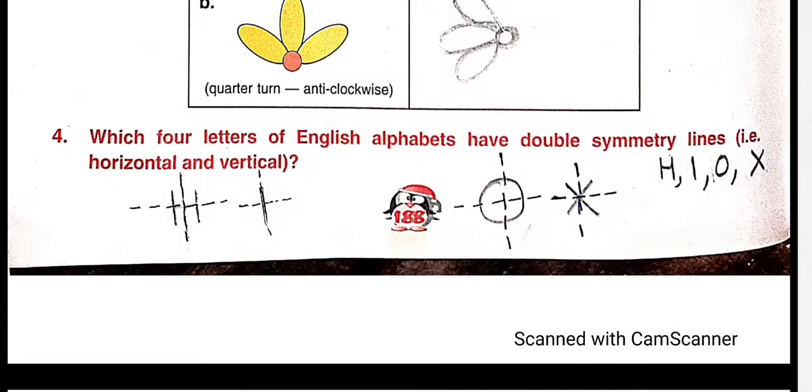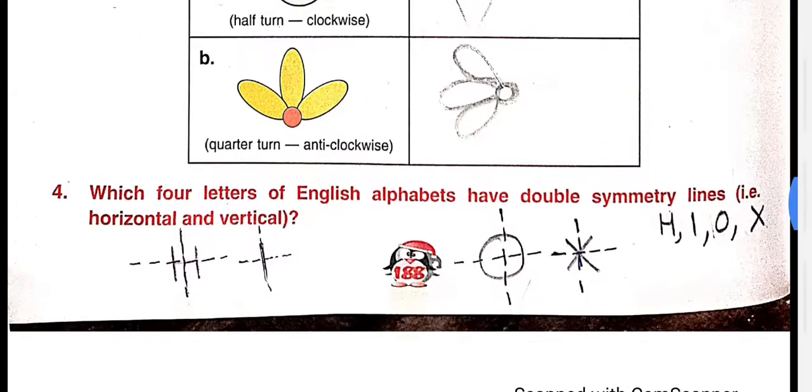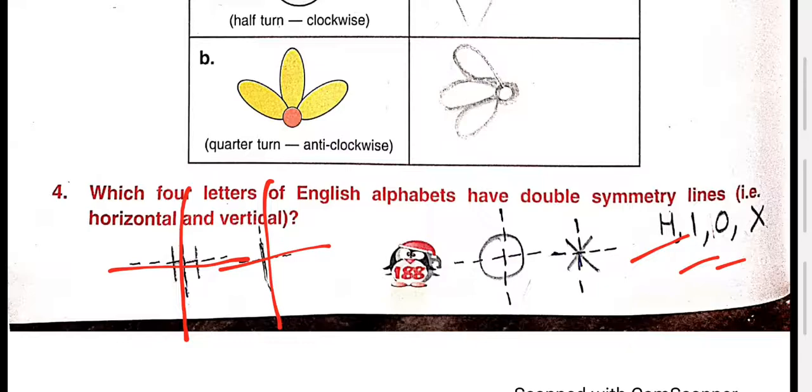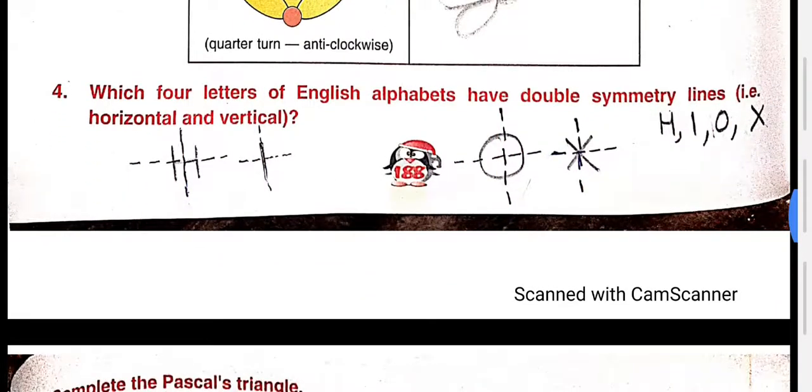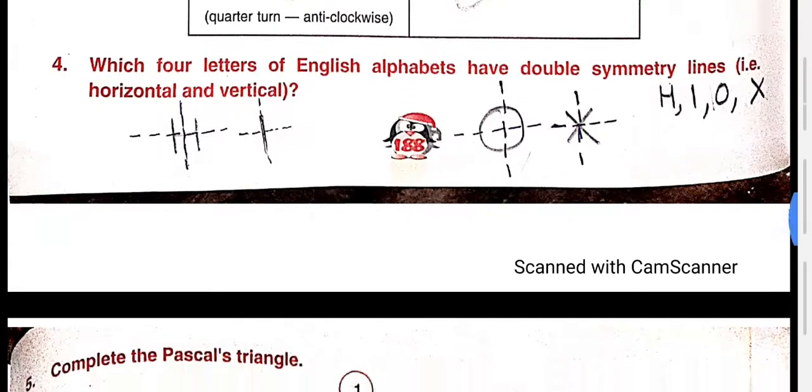Now which 4 letters of the English alphabet have double line of symmetry? Double means horizontal also and vertical also. So you see H. If I draw H here, you have 2 lines of symmetry, one here and one here. Now see I, it has 2 lines of symmetry, one here and one here. O has many lines of symmetry, but you have to draw only 2, one horizontal and one vertical. And X also has 2 lines of symmetry, one horizontal and one vertical. So you have to write H, I, O, X and draw the lines of symmetry here, 2 each.